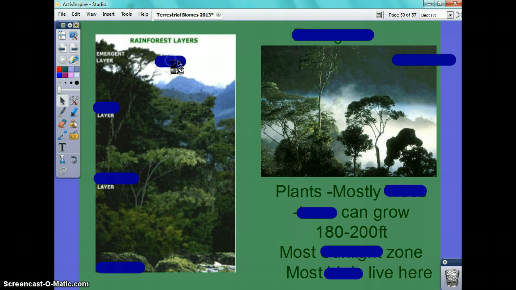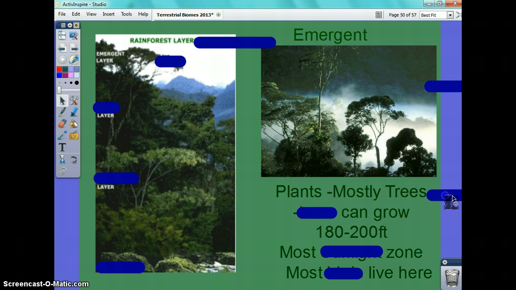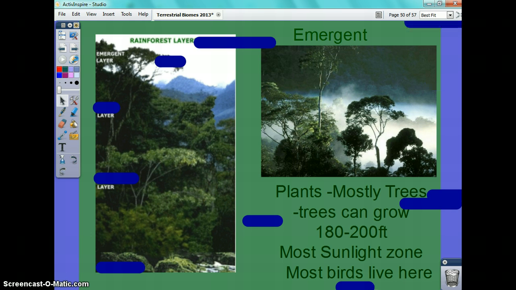So the top layer is the emergent layer, and in this layer, obviously sunlight penetrates. It's mostly trees, and the trees in this layer can grow up to 200 feet tall, which is quite large, and it's the most sunlit zone, and birds live in this zone. The second layer is the canopy. The third layer is the understory, and the fourth layer is the forest floor. And you have to know those layers in order, and then the characteristics of each layer. So emergent top, canopy second highest, and understory, and then forest floor.